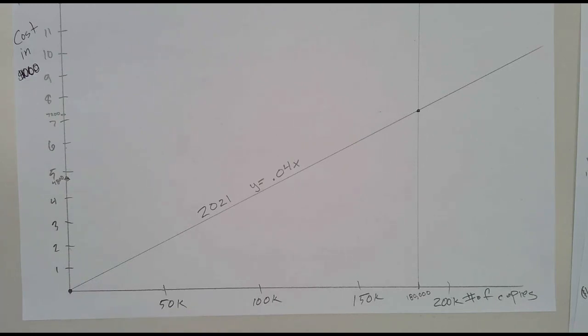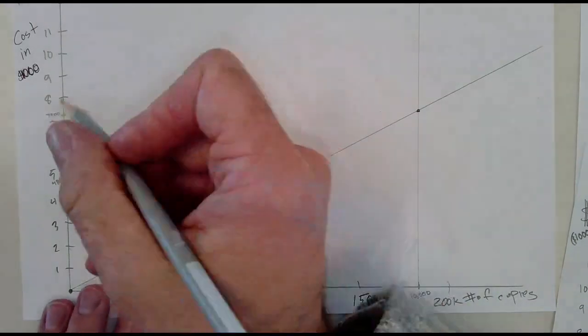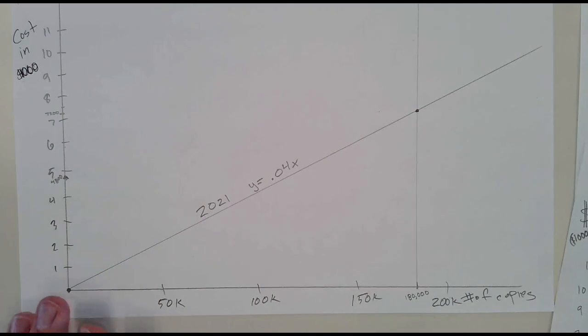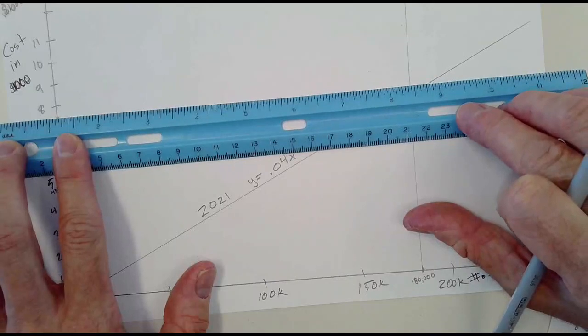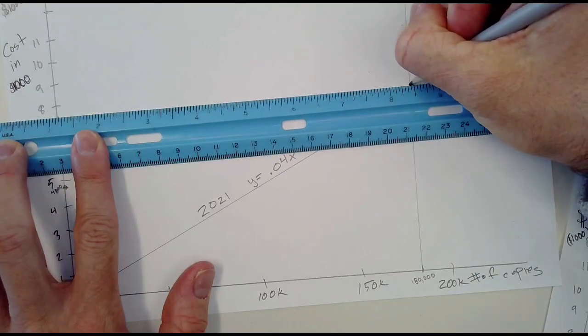So what's our second point? Well, we get that from looking back at our worksheet. If we do 180,000 copies in 2022, we figured out how much that cost. We figured that out to be $7,500 or so. Okay, so $7,500 is right about in the middle right here. So if we just draw a line across, try to get it nice and straight. About right there for 180,000 copies in 2022.